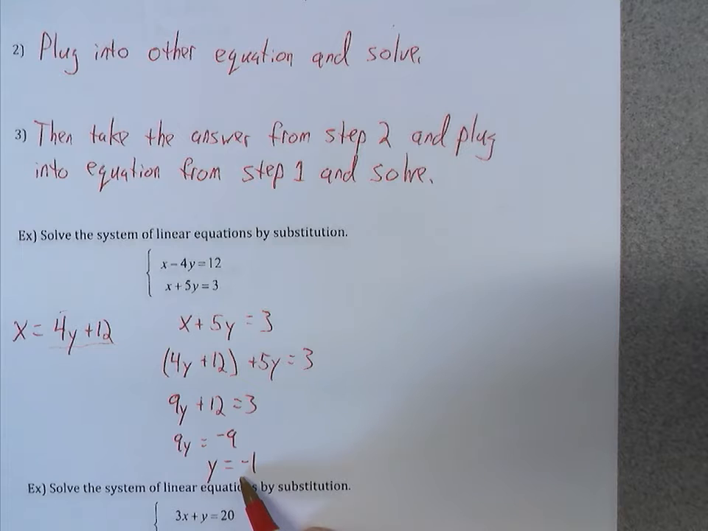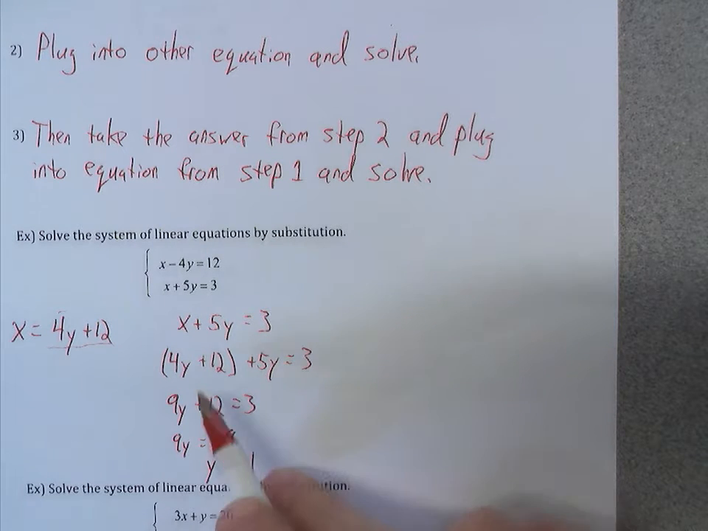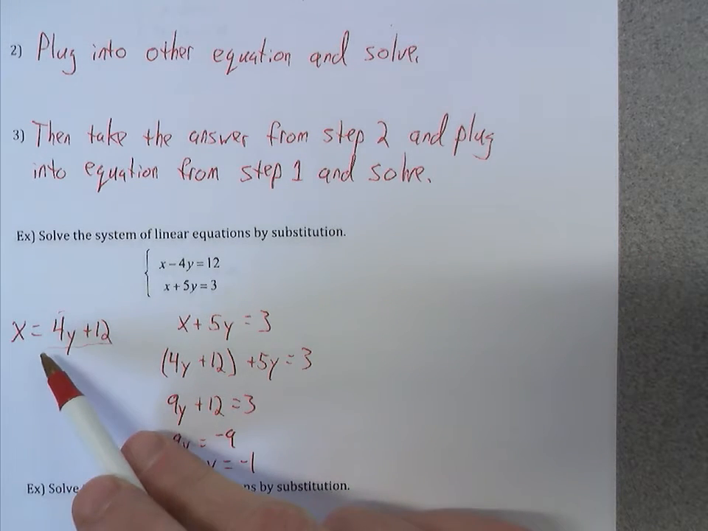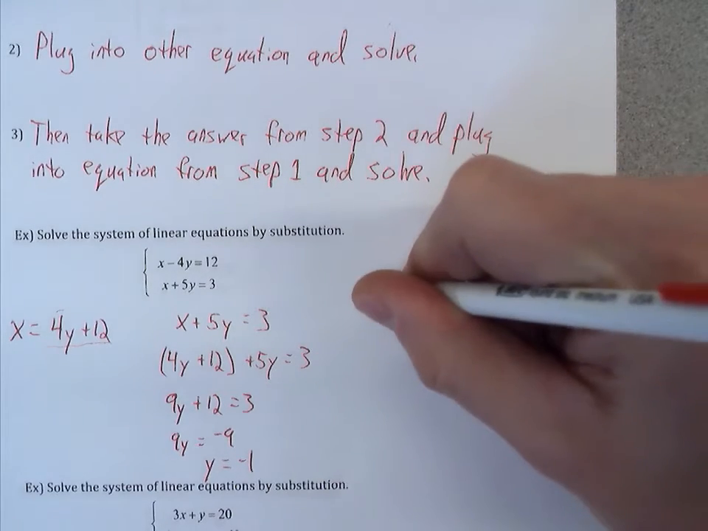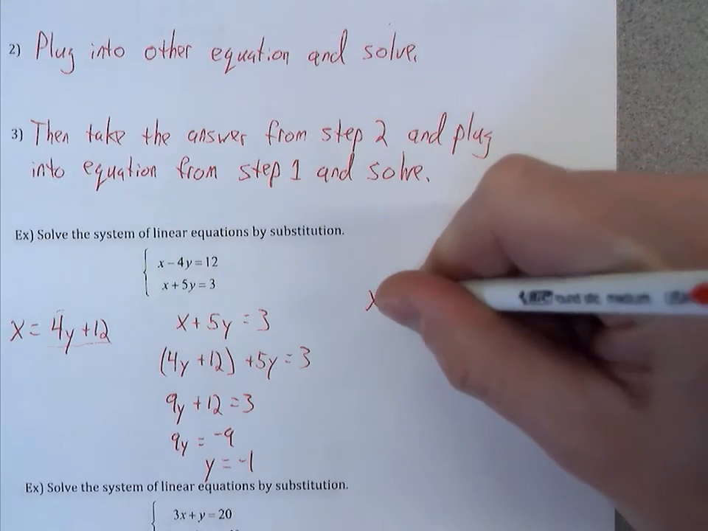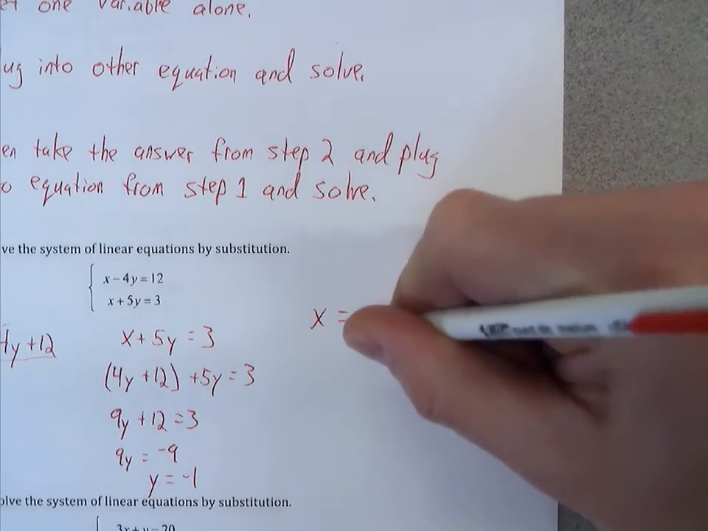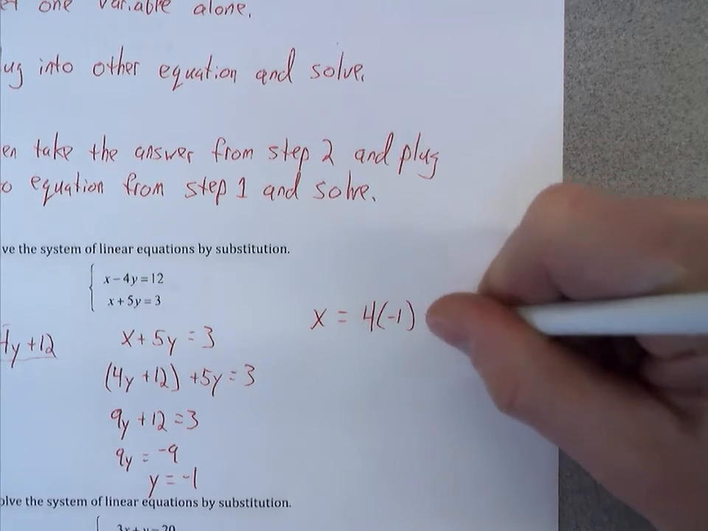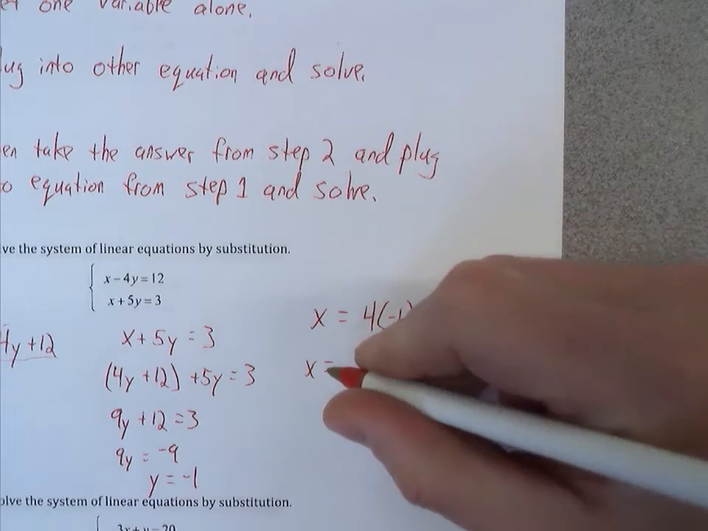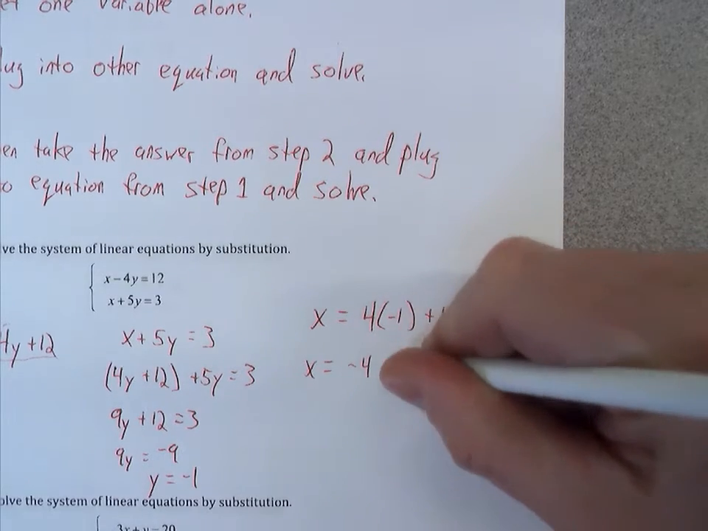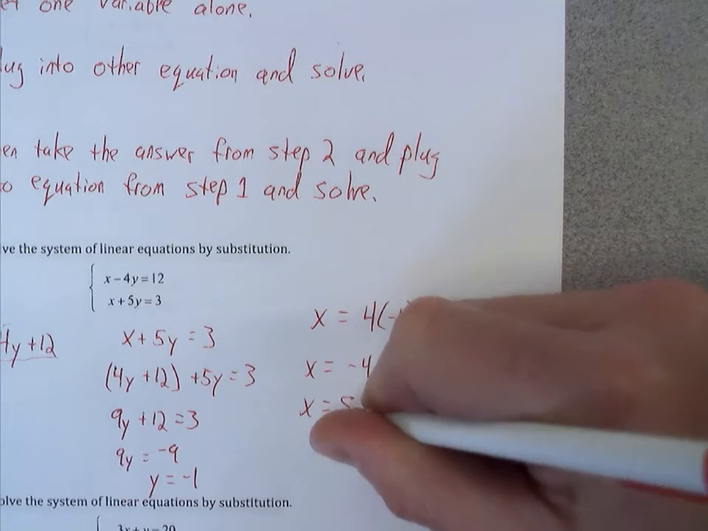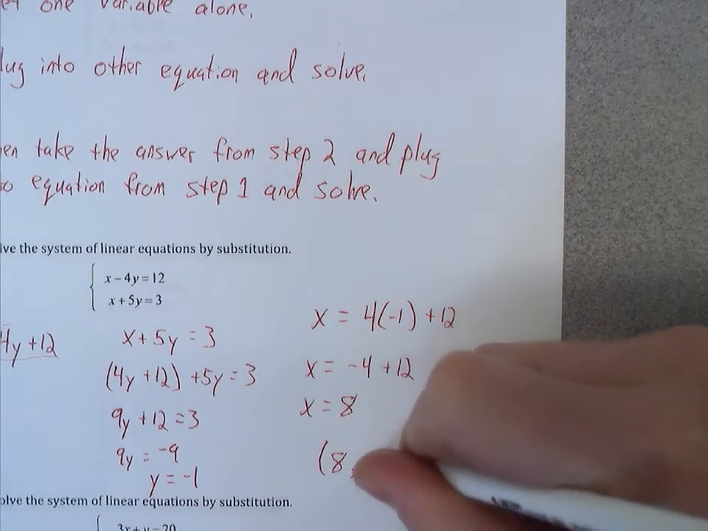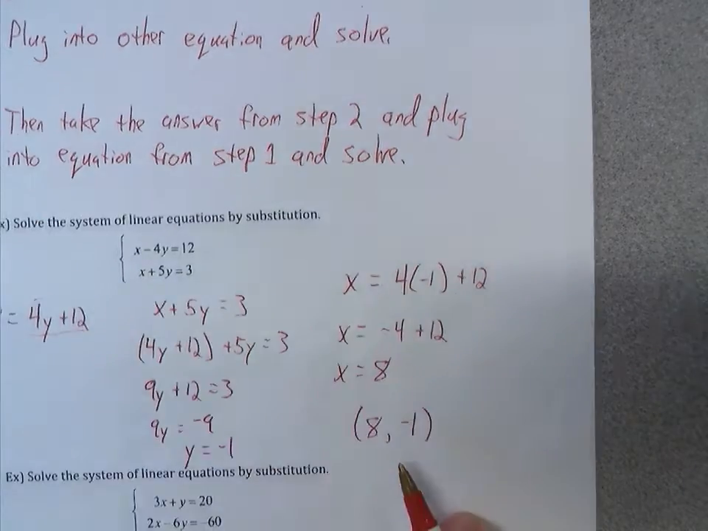Now I can take that value and plug it into any of these equations in for y and solve. I'm just going to use this equation since I already have this set up. So I've got x is equal to, instead of 4y, 4 times negative 1 plus 12. So x is equal to negative 4 plus 12. x is equal to 8. So our coordinate is 8 and negative 1. And that solves that system.